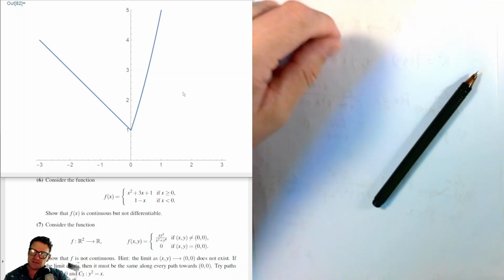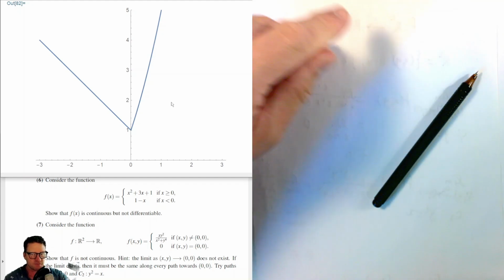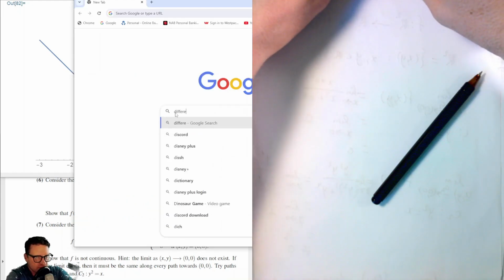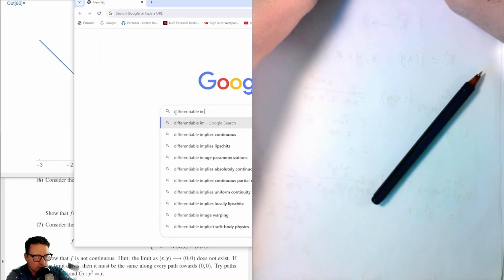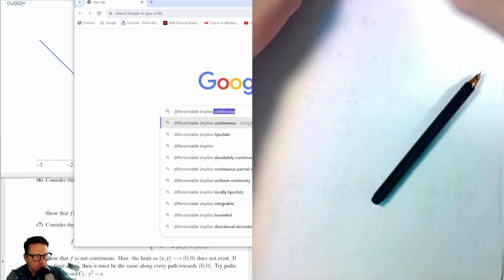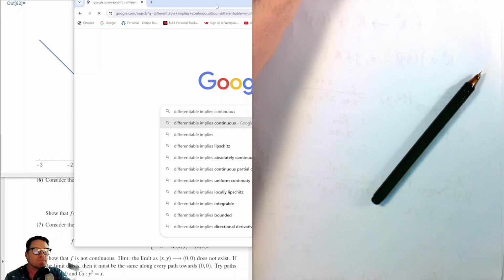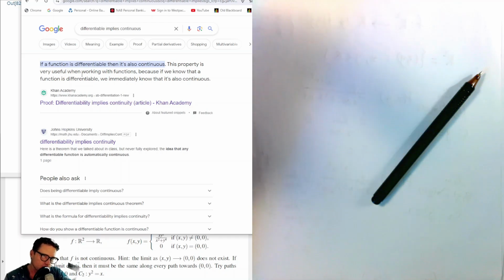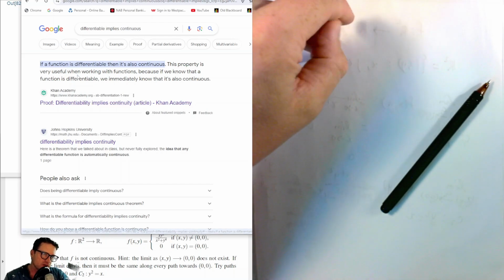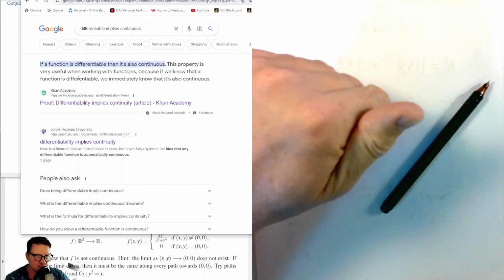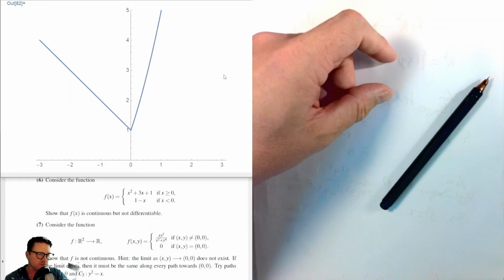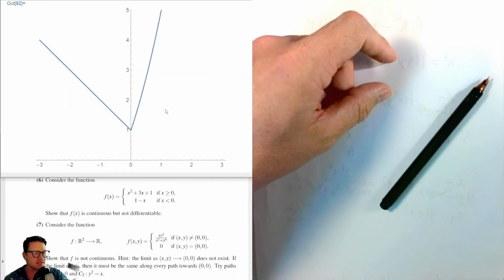Alright, so I'm pretty sure that there's a theorem that says if a function f of x is differentiable at a point, then it's continuous at the point. But let's just Wikipedia this. Differentiable implies continuous. If a function is differentiable, then it's also continuous. The property is very useful when working with functions, because if we know that a function is differentiable, then we immediately know it's continuous. But the other way around doesn't work, as the example I just showed you suggests, right? If a function is continuous, it doesn't necessarily mean that it's differentiable there.